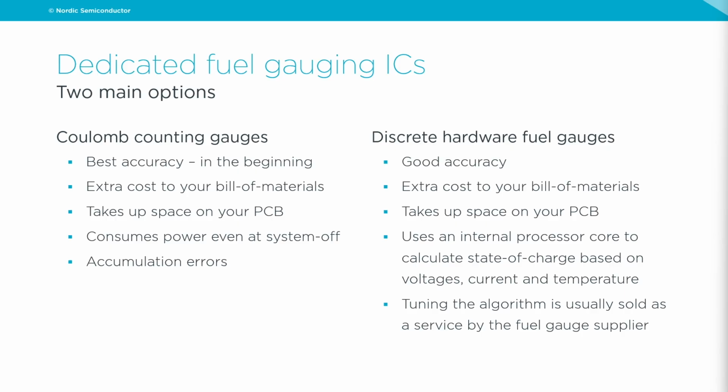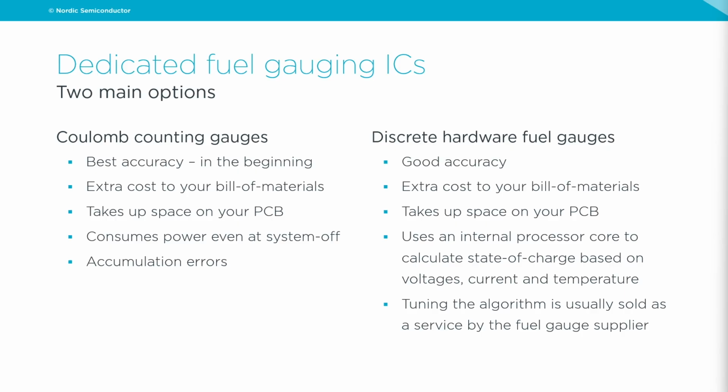The discrete fuel gauge, the hardware fuel gauge, works in a slightly different way. It takes in some voltage, current, and temperature information from the battery, and then it uses an internal processing core to calculate the state of charge based on this. And this algorithm needs to be tuned to the battery you're using, and this is a service that is usually sold by the fuel gauge supplier: send in your battery to us and we will do it for you.